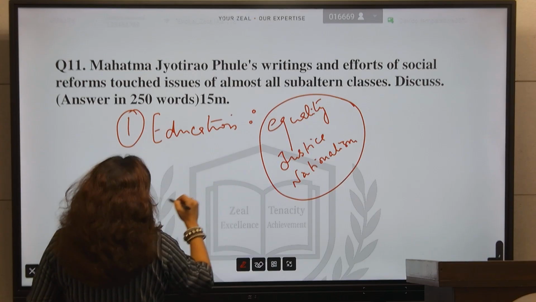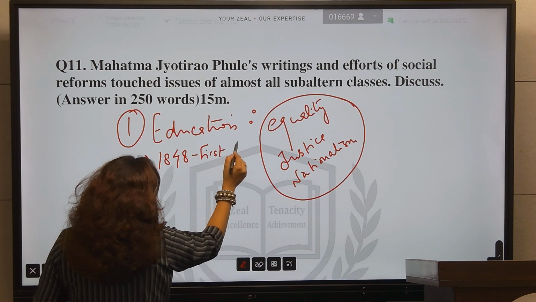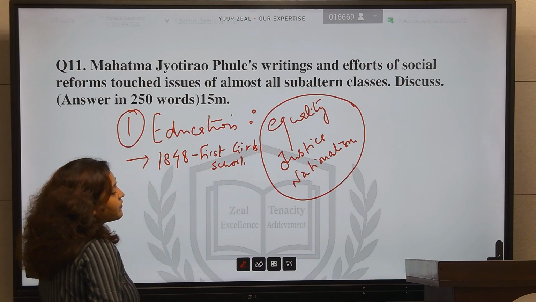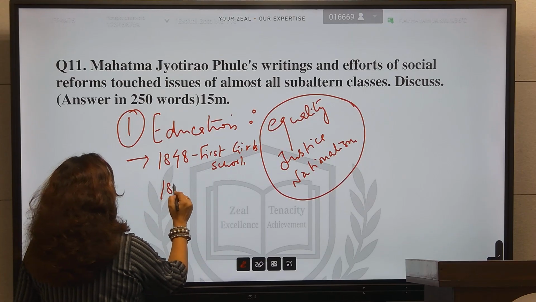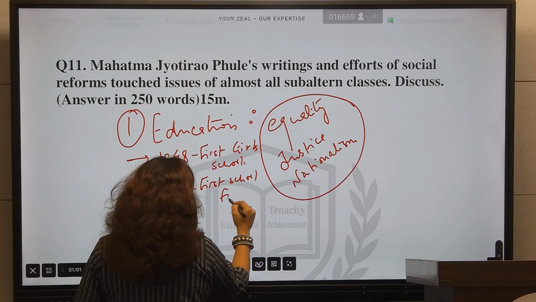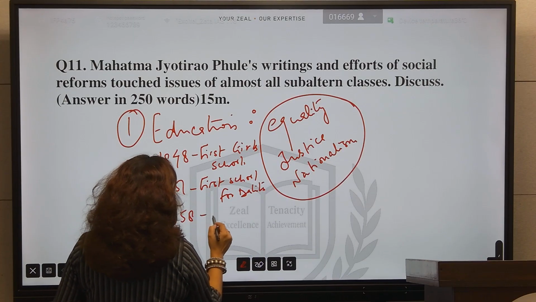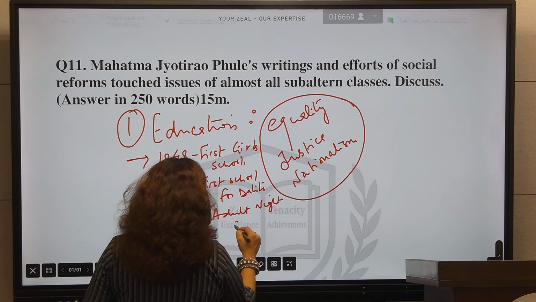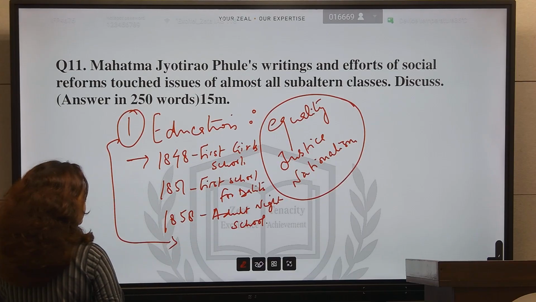In terms of education, he opened the first girls' school in Pune in 1848, where his wife Savitri Bai Phule was appointed as the first female teacher. Then in 1851, he opened the first school for Dalits. In 1858, he opened an adult night school. So he worked relentlessly for education.